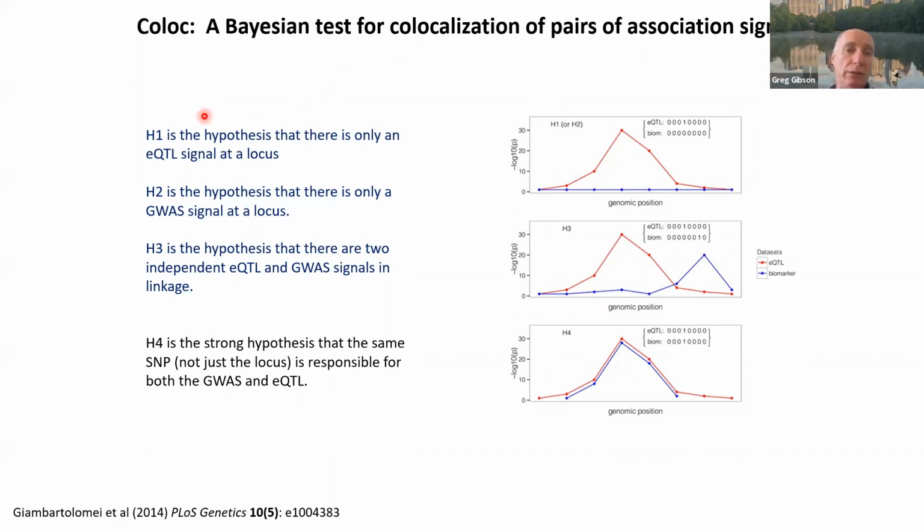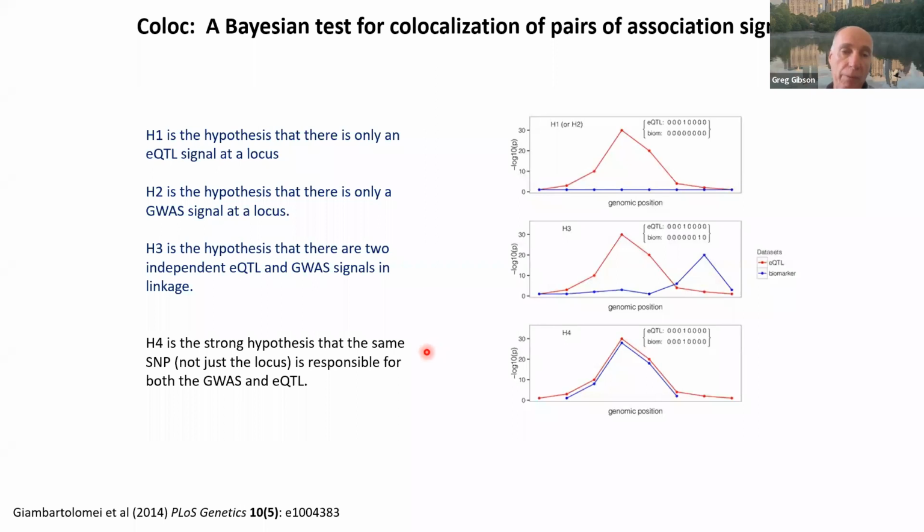So H1 is the alternative hypothesis that there's only one EQTL at that locus. And H2 is the alternate, there's only a GWAS signal at the locus and they're independent, okay? So the two hypotheses of interest are H3 and H4. So H3 shown here is that there are two independent EQTL signals. So even though the GWAS hit and the EQTL hit are close to each other in the genome, H3 is that they're actually affecting different SNPs, that just because of the LD structure, they both give a significant result, but they're actually not the same SNP.